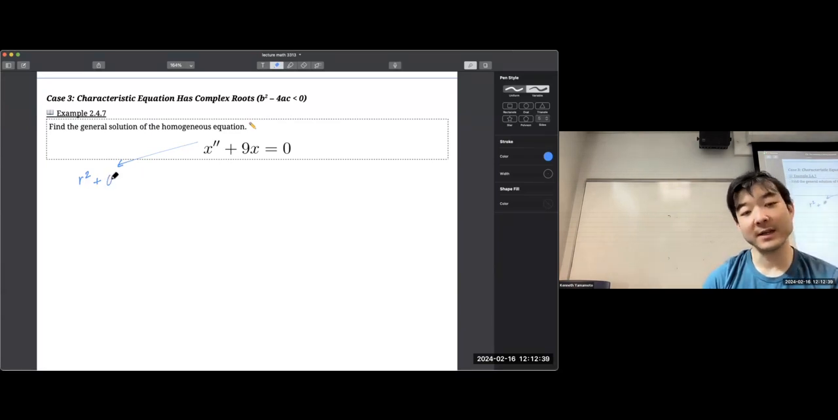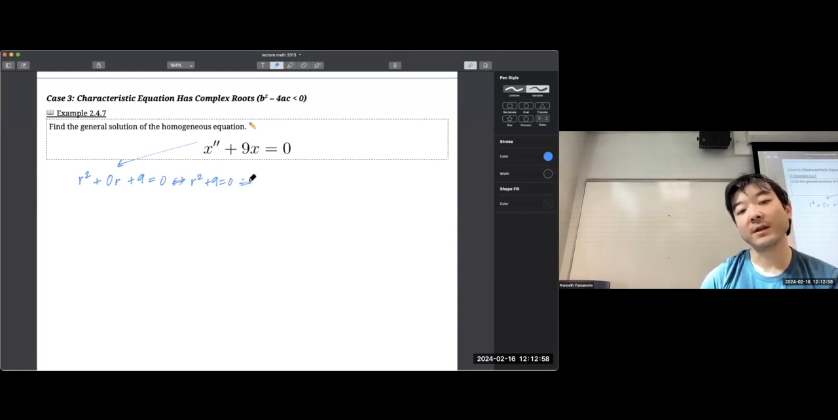So maybe I'll write it and say the x prime term would have been there if there was x double prime, x prime, but in this case, it's 0. So there's really no r term. It's just the 9 term. And this is equal to 0. Of course, that's just the same as r squared plus 9 is equal to 0.